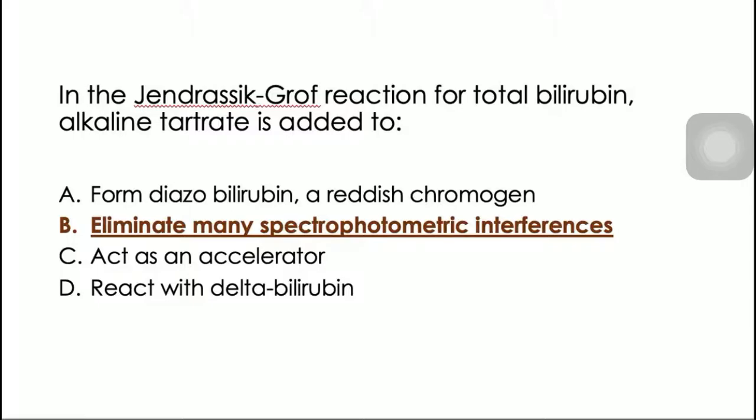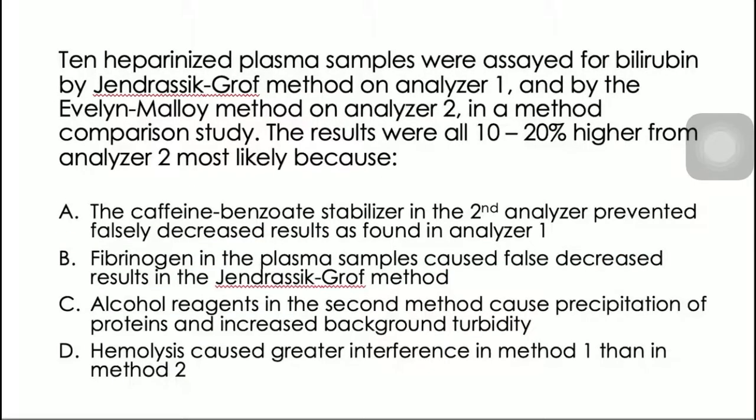And that is because nga po of alkaline tartrate that raises the pH and converts the azobilirubin from reddish purple to bluish chromogen or bluish purple color, which change nga po its absorbance from 450 to 600 nanometer, away from the absorbance of hemoglobin and other interfering substances. So basically, it will, letter B, eliminate many spectrophotometric interferences. Okay.